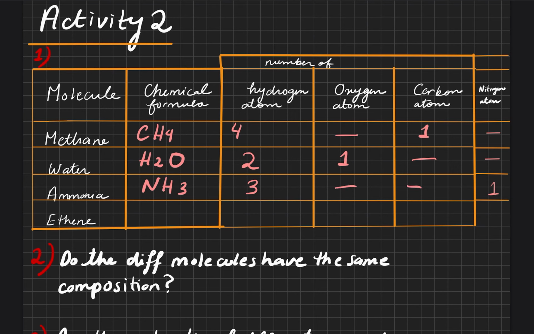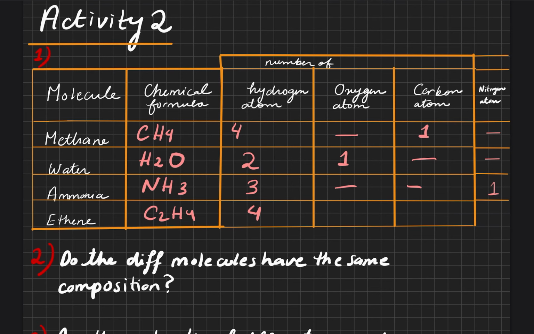Do we have any oxygen? No. Do we have any carbon? No, we don't. Let's go to ethene. The chemical formula of ethene is C2H4. Do we have any hydrogen atoms? Yes, we do. We have 4 hydrogen atoms because we have the subscript here, 4.